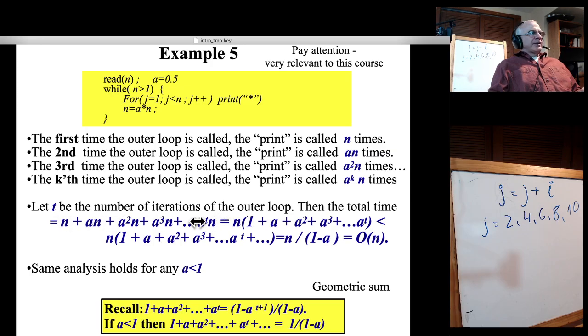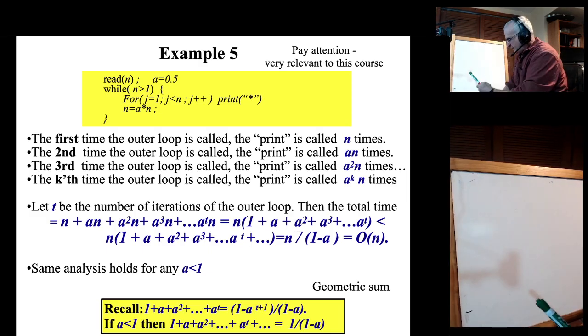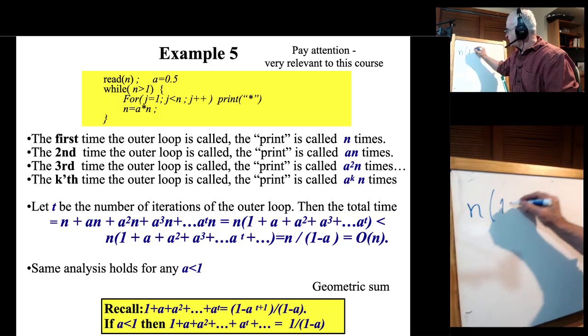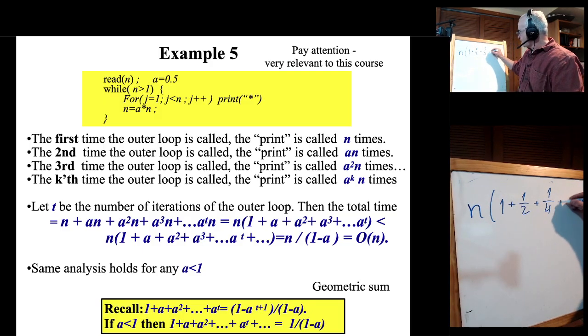All these terms over here have N inside them, so let's gather all of them, put N outside of the parentheses, and the number of stars would be N times 1 plus A plus A squared, for example. In the case of A equal half, the sum looks like N times 1 plus half plus 1 over 4 plus 1 over 8 plus dot dot dot.